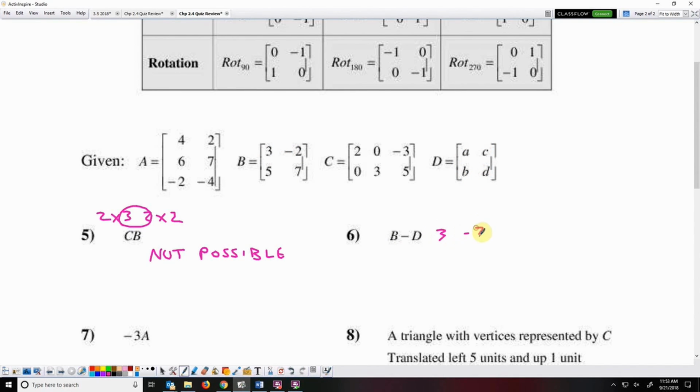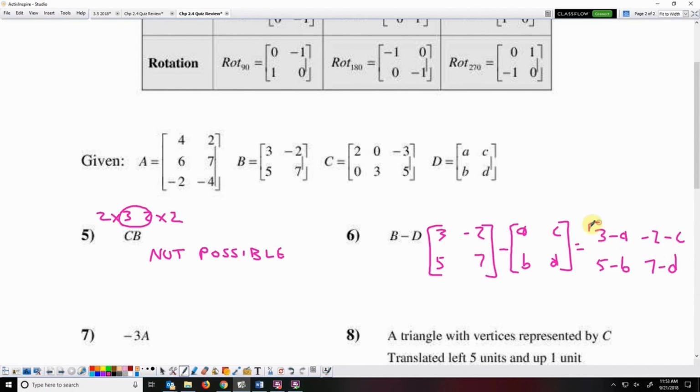So 3, negative 2, 5, 7, minus A, C, B, D. Okay? 3 minus A is just that. 3 minus A. Negative 2 minus C. 5 minus B. And 7 minus D. So that is our answer.